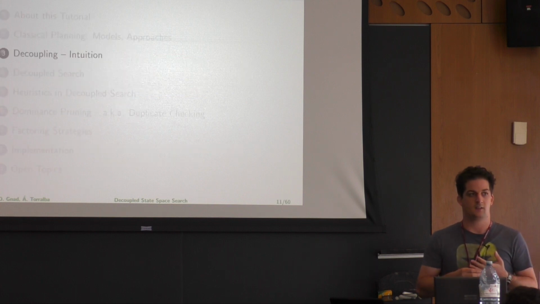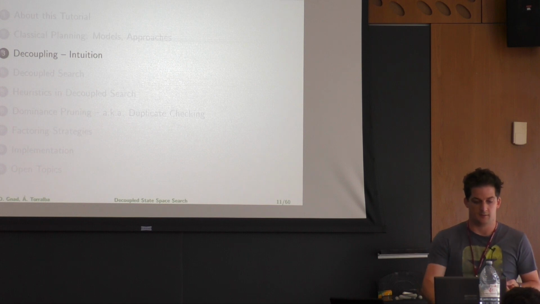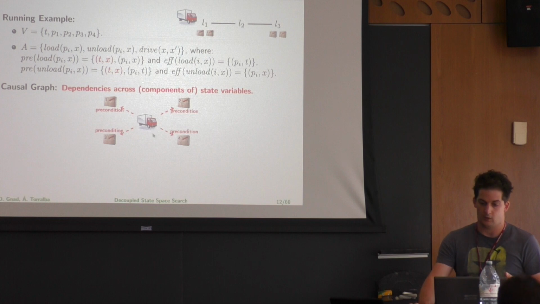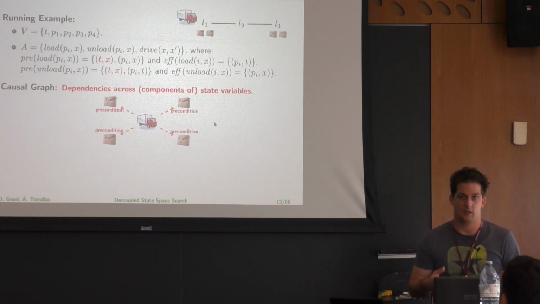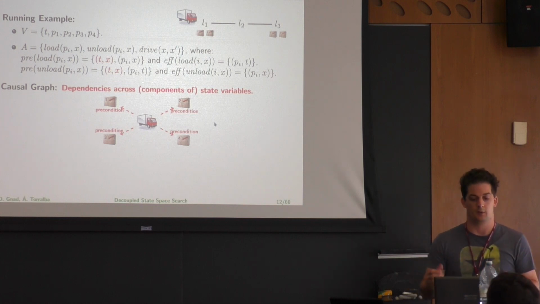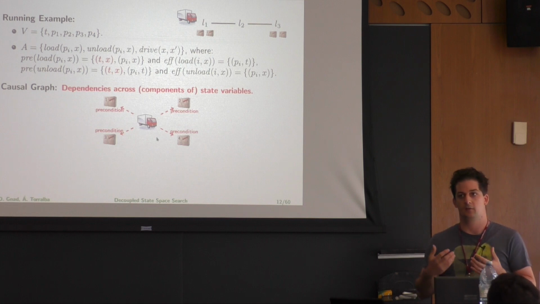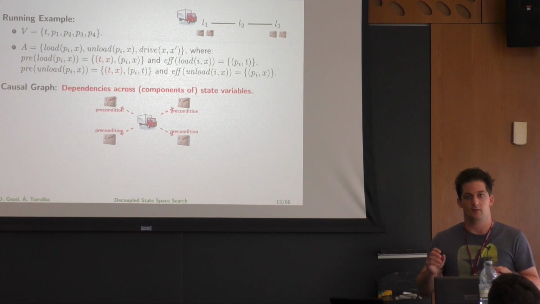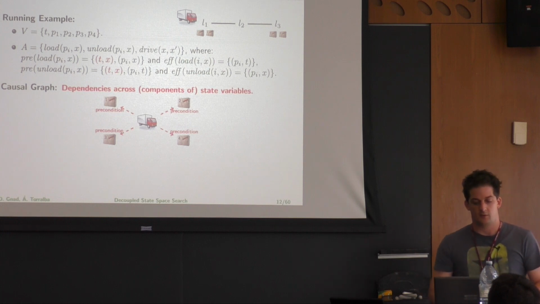So what is decoupled search? What's the idea behind this? What you see here is the causal graph of our running example, which captures the dependencies between the state variables. These dependencies arise from the preconditions and effects of the actions, from the action descriptions. I will go into the details about this later.